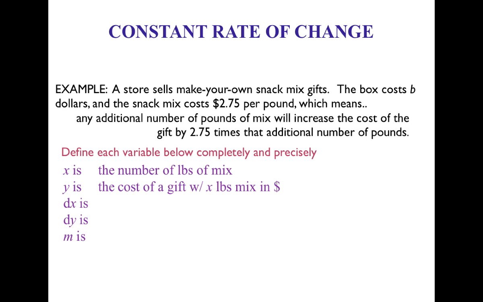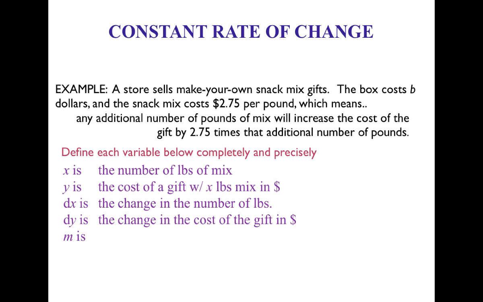Okay. And then what's dx? The change in the number of pounds. Change in the number of pounds. dy is the change in the cost. Change in the cost. So I said that m is the constant rate of change of the cost in relation to the number of pounds added to the mix. Sounds good to me. And that's the 2.75.